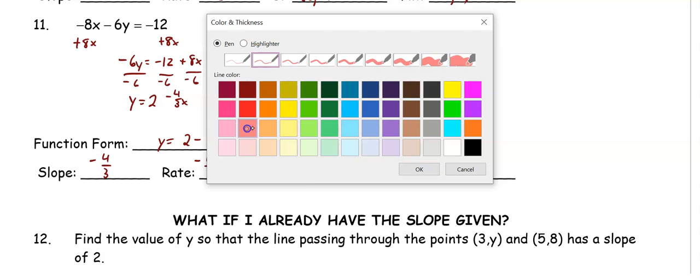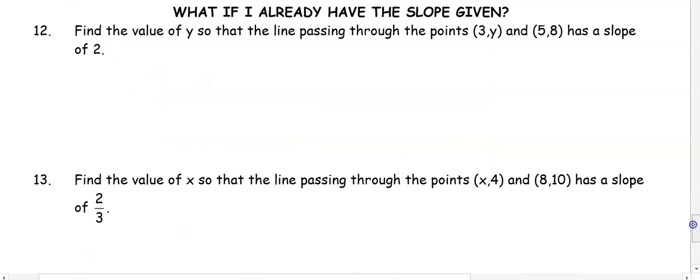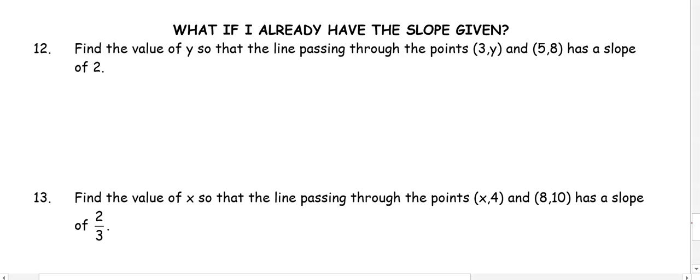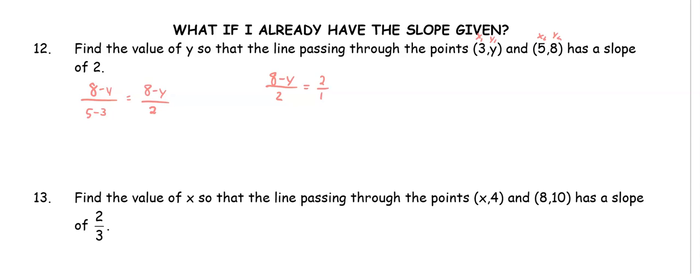In our last problem here, what if we have the slope and we want to find one of the variables? First I'm going to write my slope equation. If this is x1, y1, x2, y2, we have 8 minus y over 5 minus 3. So it's 8 minus y over 2. If it's equal to a slope of 2, 8 minus y over 2 equals 2 over 1. And then I can solve by cross multiplying.